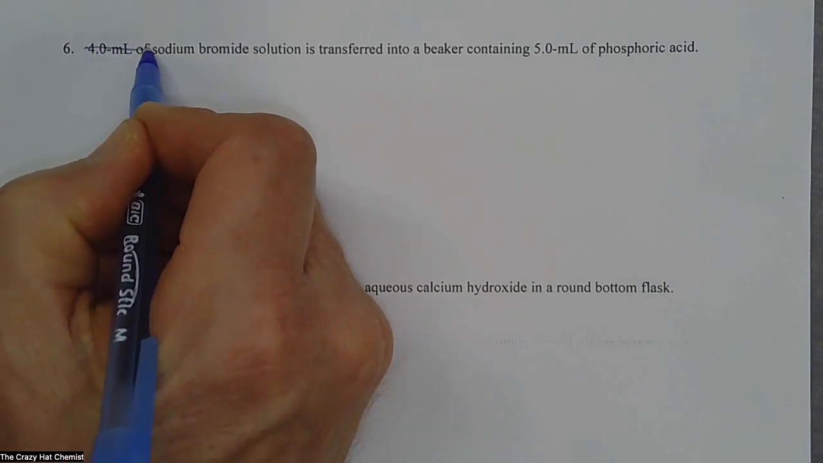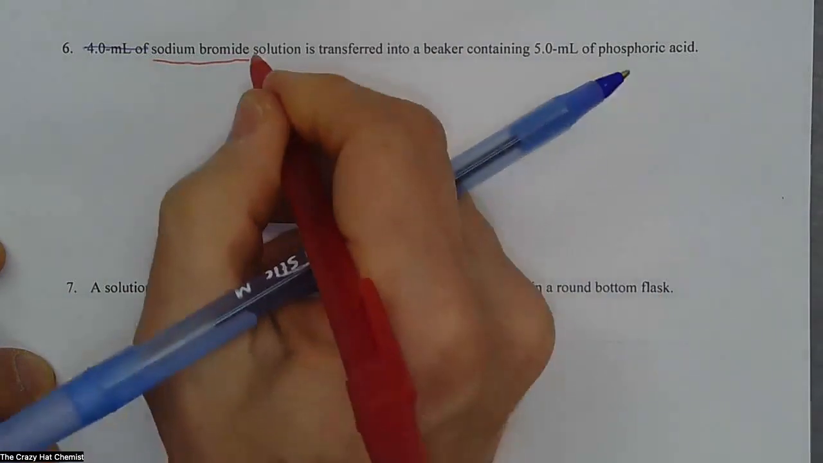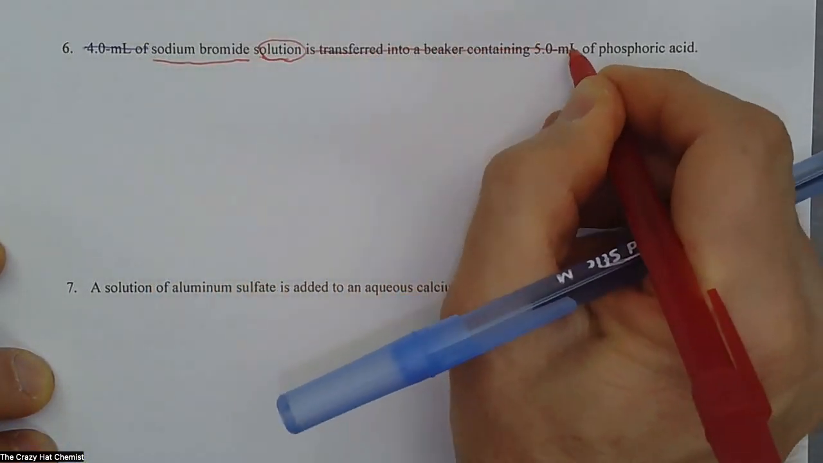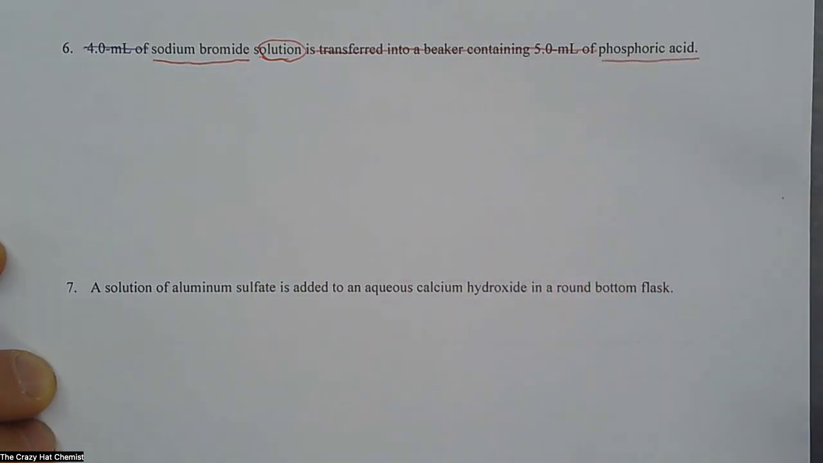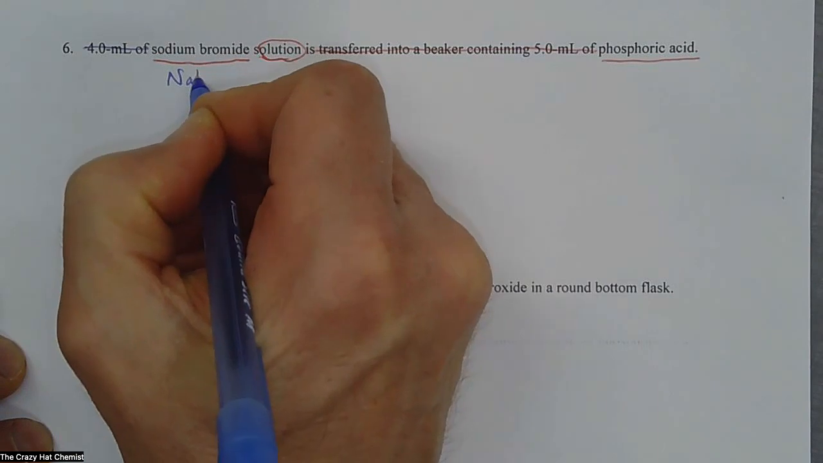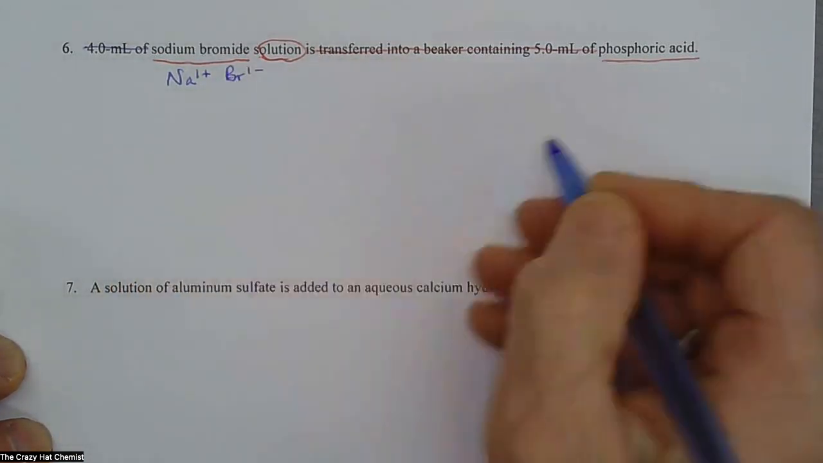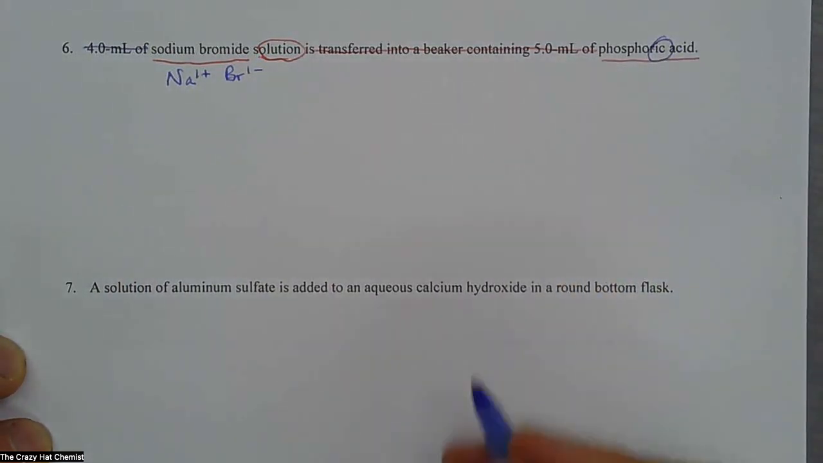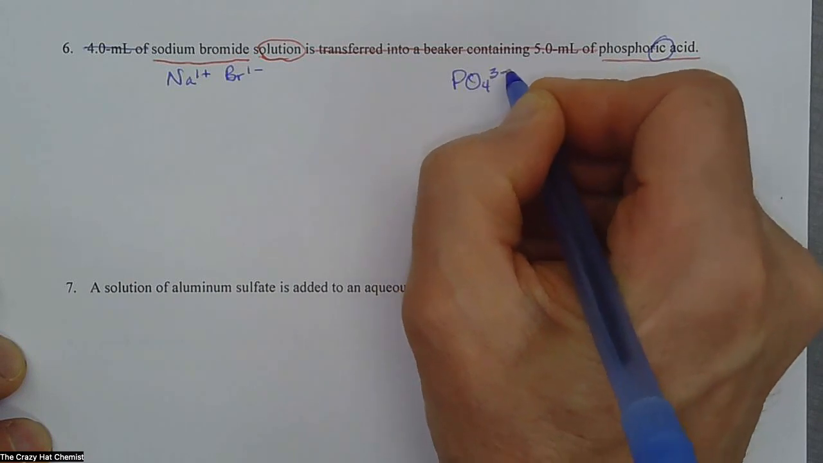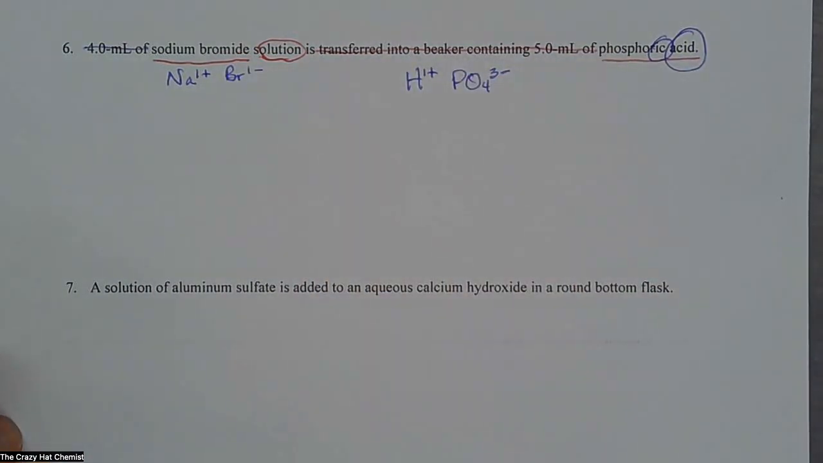Who cares how much sodium bromide? That's going to be important. Okay, the solution is transferred into a beaker containing 5 mL of phosphoric acid. Sodium is a group 1, so that's 1+. Bromide is a halide ion, that's 1-. Phosphoric acid is coming from phosphate, that's PO4 3-. It's an acid, and it will have hydrogen ions associated with it.